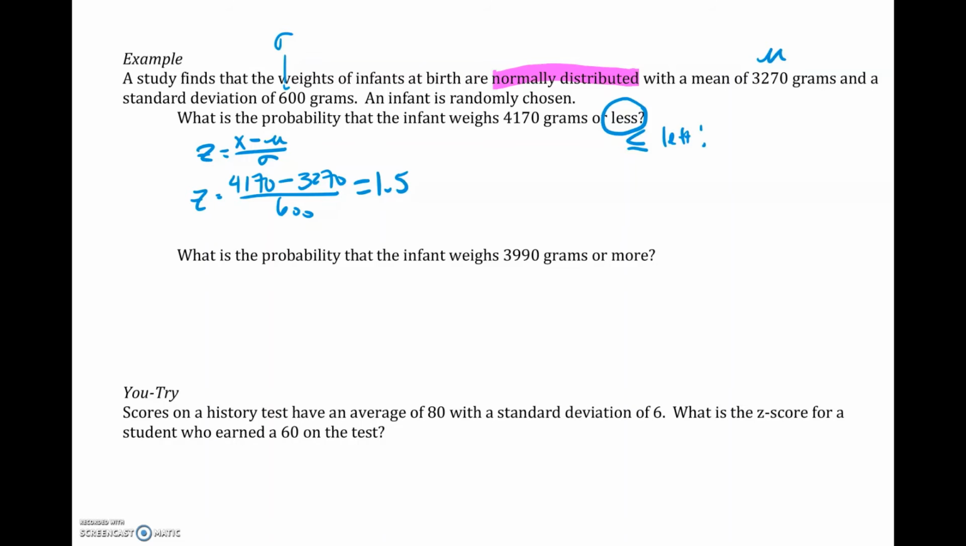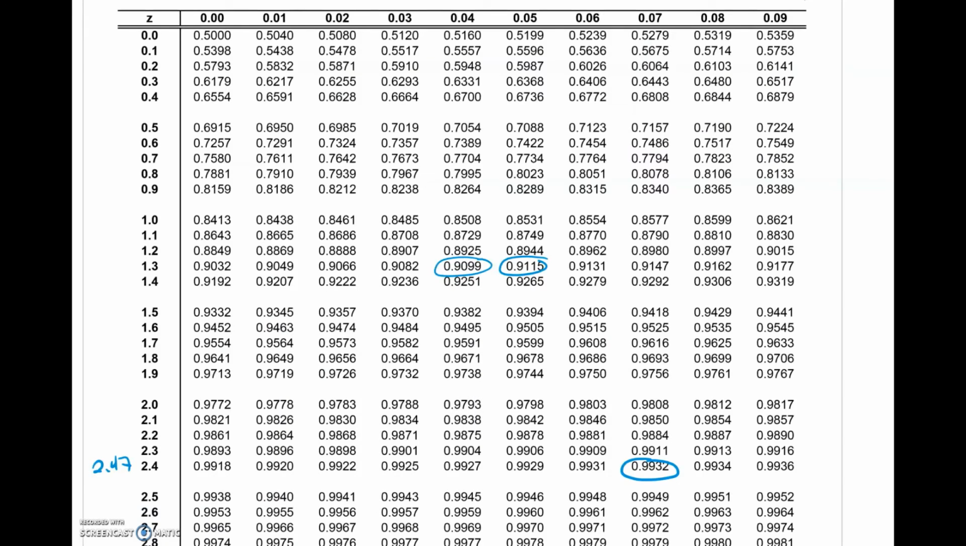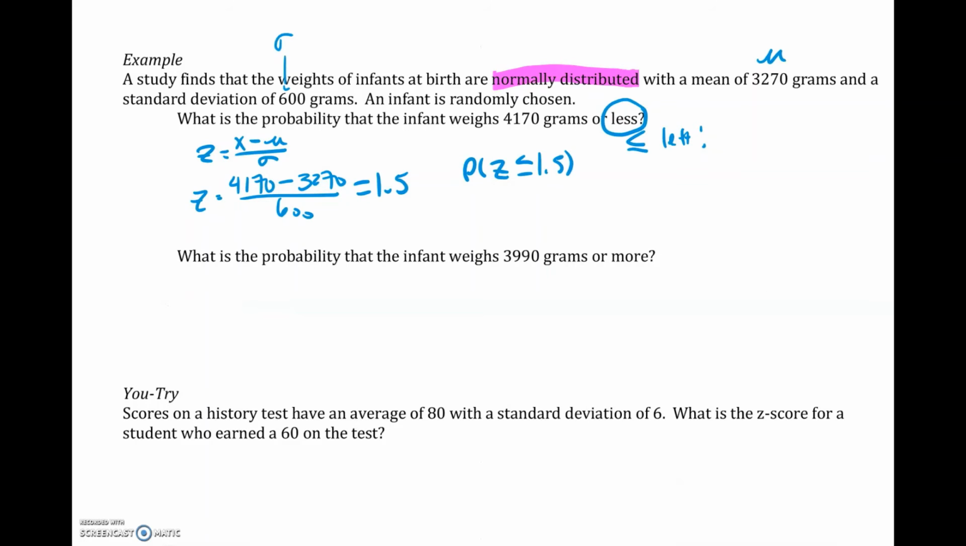Okay, so what does this mean? We want to know the probability that some infant, right, that's our z value, is less than or equal to 1.5. So let's go ahead and look at our z-score table to check out that probability. So I'm going to flip back to my z-score table. I want a positive 1.5. So here's my positive 1.50 because it's to the 10th place. So 0.9332 is that probability. So the probability that the infant weighs 4,170 grams or less is 0.9332.